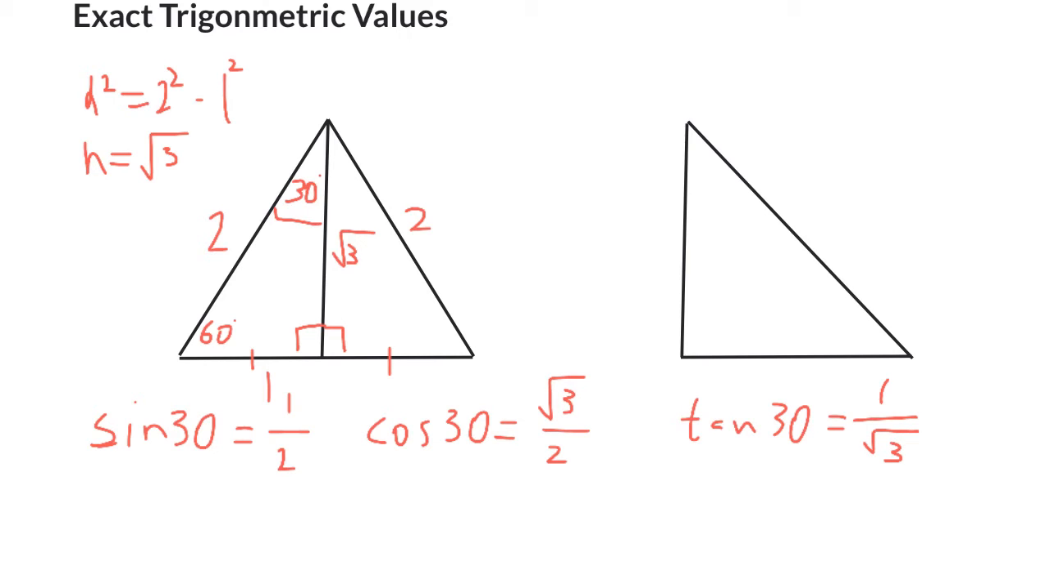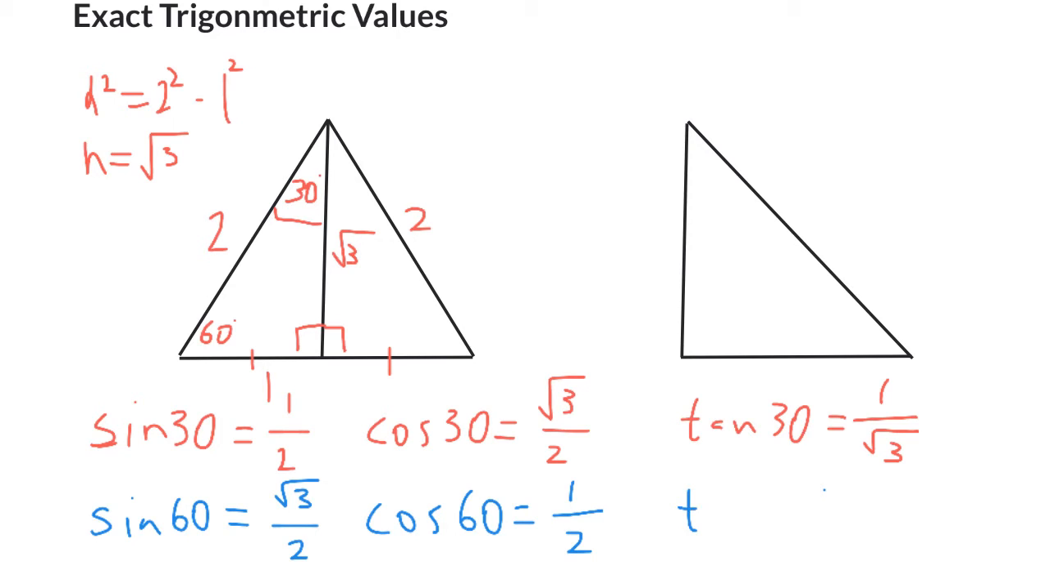For 60 degrees in the bottom left of the triangle, sine 60 equals our opposite root 3 over our hypotenuse 2. Cosine 60 equals our adjacent 1 over our hypotenuse 2. And tan 60 equals our opposite root 3 over our adjacent 1, which we just call root 3. So we've got our exact values there for 30 degrees and 60 degrees for sine, cosine, and tangent.